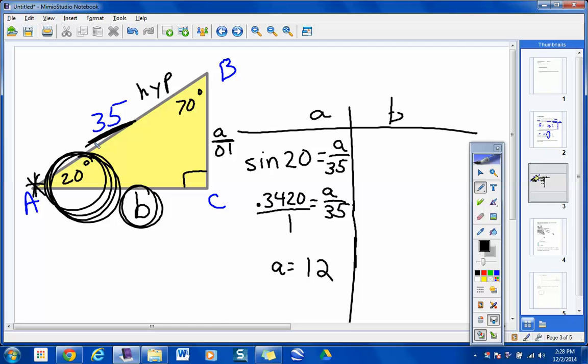All right. Yeah, Jace, I don't disagree with you. If you want to go Pythagorean theorem after that, cool. Why don't you do the Pythagorean theorem real quickly? Go 35 squared minus 12 squared and work that out and see what you get. And let's see if we agree on this.